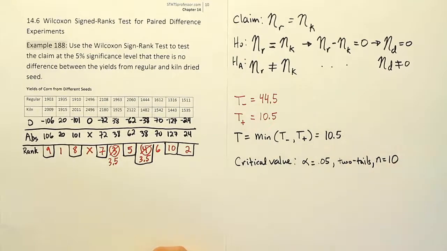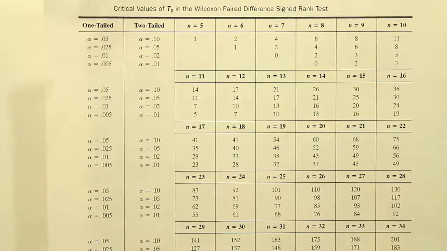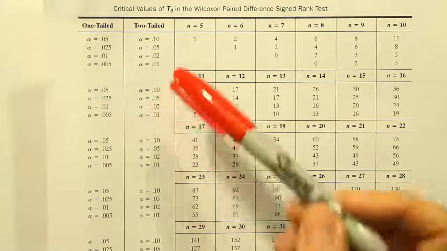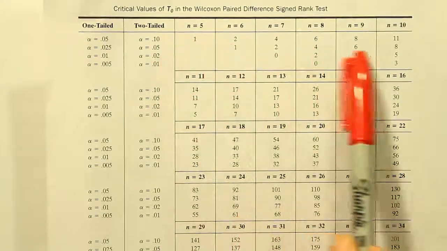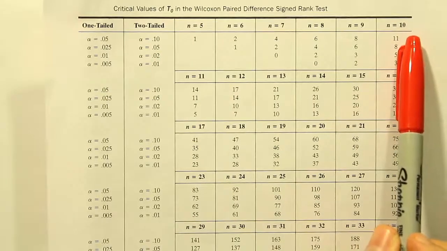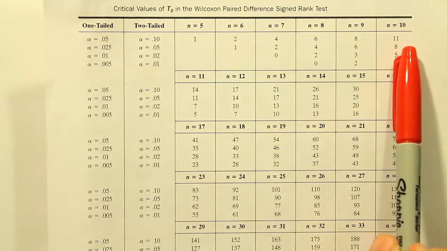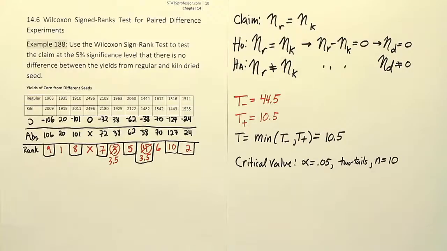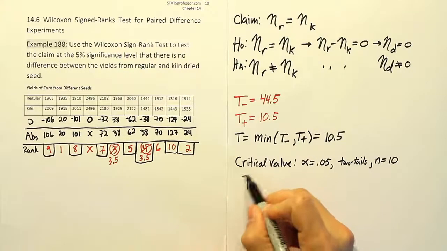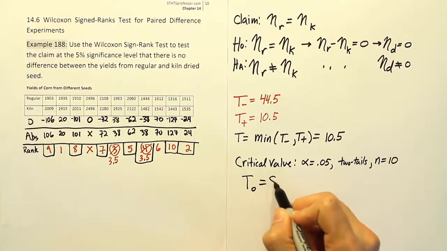Okay, let's go to the table now and find, using these values, our critical value. Okay, so we're at the Signed-Ranks Test table, and we're looking for 0.05 and 2 tails here. So in the 2-tail column, 0.05, and we have n being 10, we find the answer 8. So our critical value, which we'll call T0, turned out to be 8.